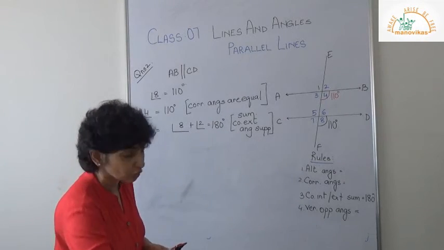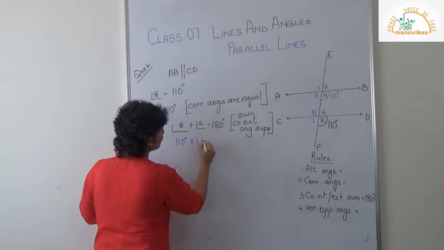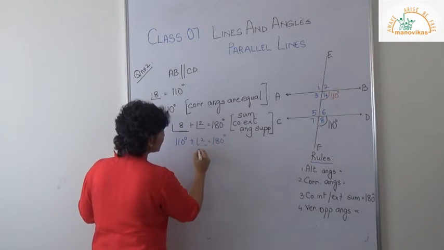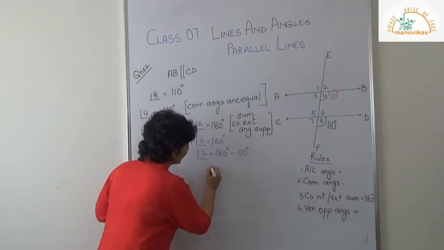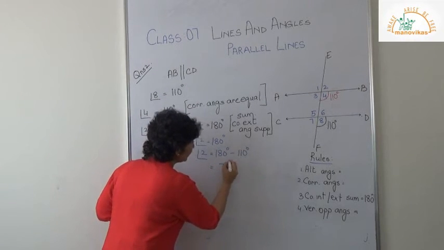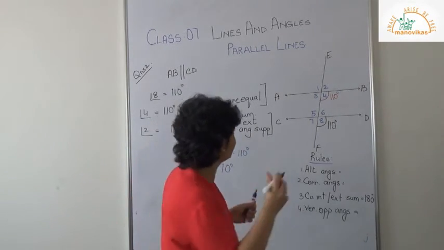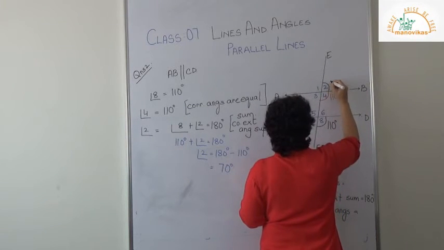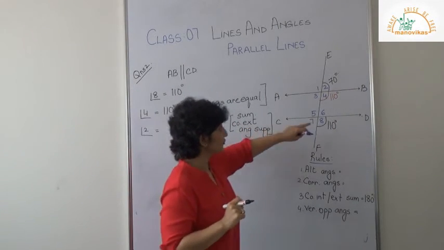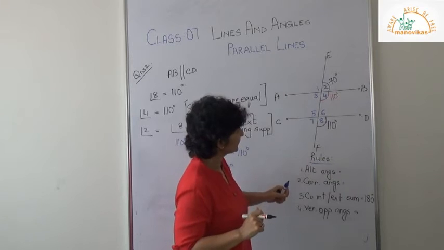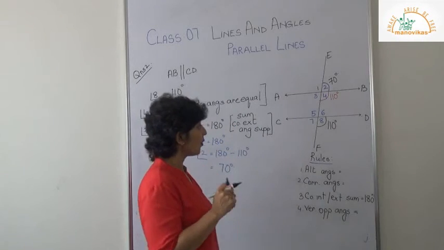I know 8 is equal to 110 degrees plus angle 2 is equal to 180 degrees. So what is angle 2 equal to? 180 minus 110. So I get this as 70 degrees. Correct? So let me write here. Angle 2 is 70 degrees. Alright? So I managed to find angle 2. I got angle 8. Now, with angle 8 itself, children, let's try to find the other angles. What else can I get?